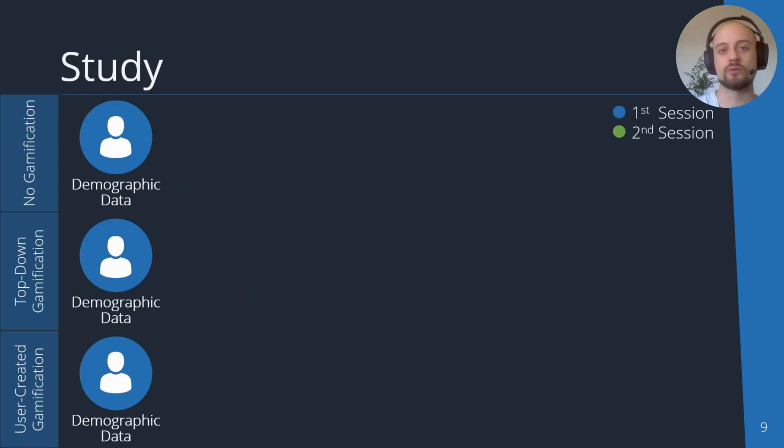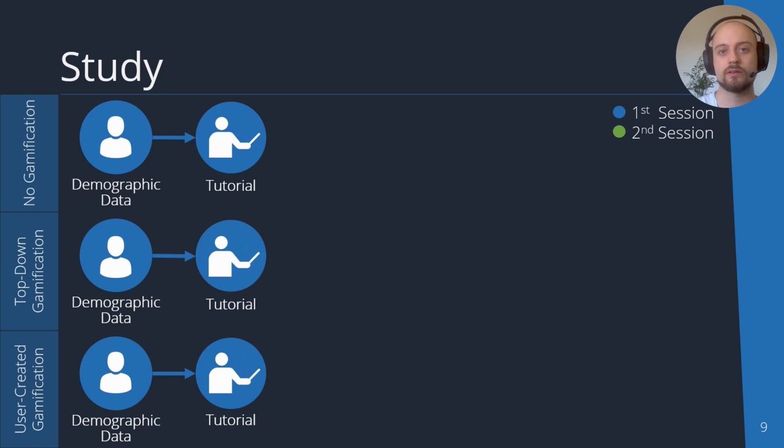In this overview, you can see how we investigated our hypothesis. As you can see, we have three main conditions ranging from no gamification to top-down gamification using points and leaderboards to user-created gamification. All of the conditions started with a survey on demographic data where we asked our participants about their age, gender, and nationality. Afterwards, each of them faced a tutorial.